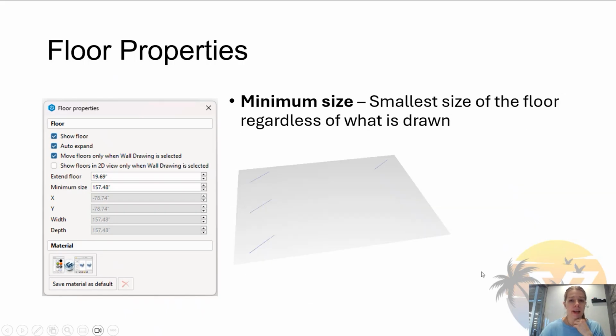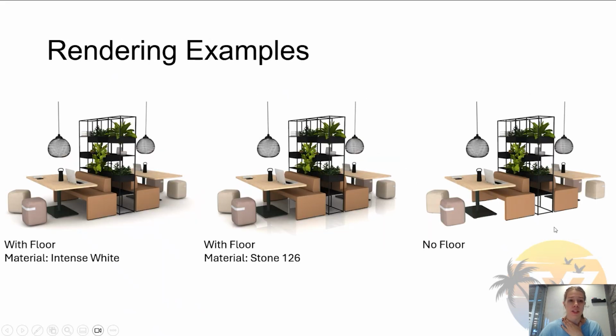And then minimum size, that dimension here, is the smallest size of the floor, regardless of what is drawn. So if you don't have any furniture in there, it's automatically going to be whatever you have set here for minimum size. So that's flooring properties.